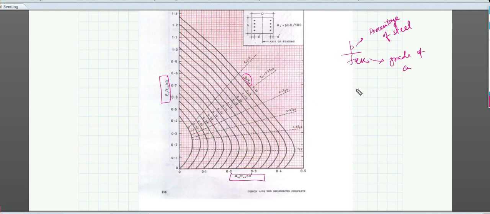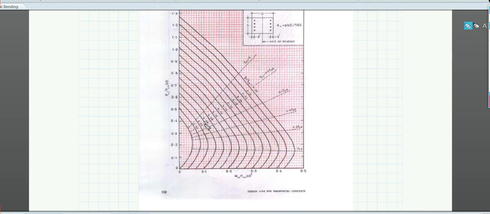So these values are provided to you. Suppose you get some p by fck value, you find out Mu by fck bD square, and correspondingly you find which graph it falls on. And if it is somewhere here, then we will take the higher value. That is, suppose it is 0.00, 0.002, 0.04, this is 0.06. So if after calculation your value lies somewhere here, then you will be taking the higher value, this one. So it will be p by fck is equal to 0.06.